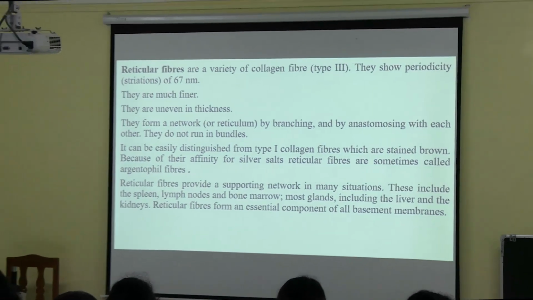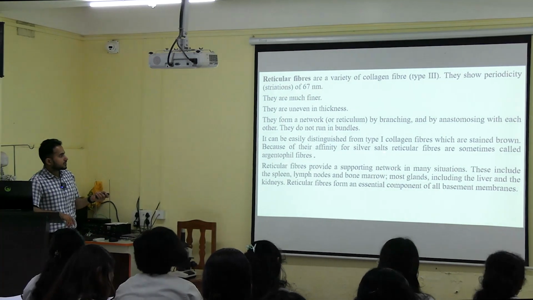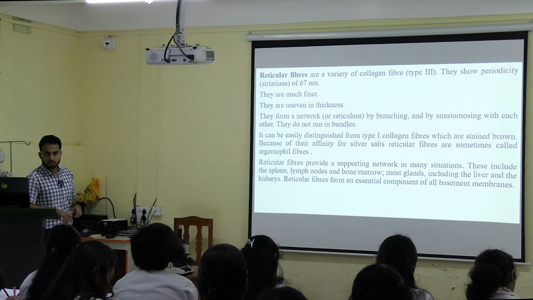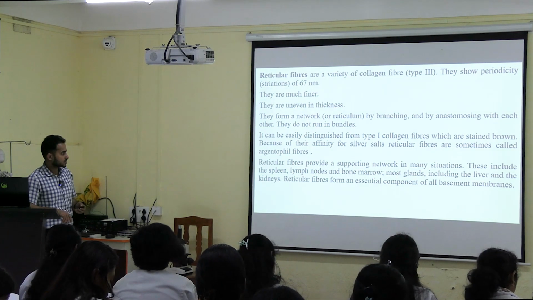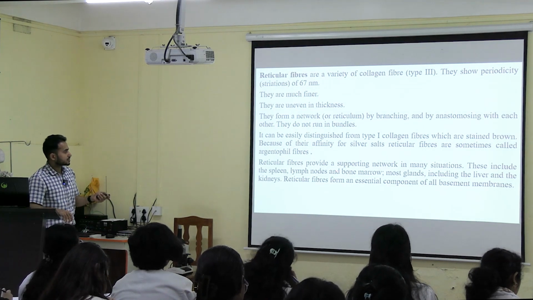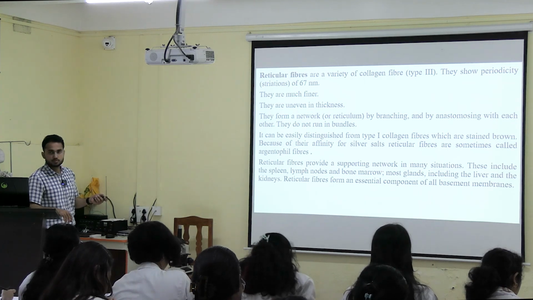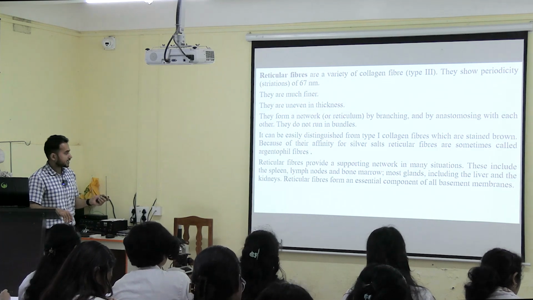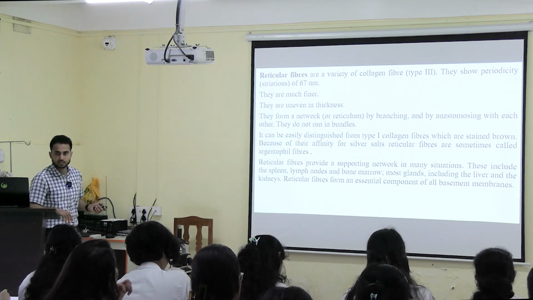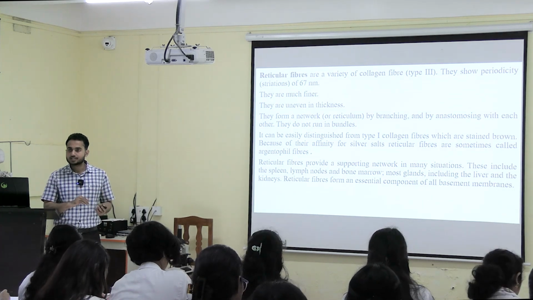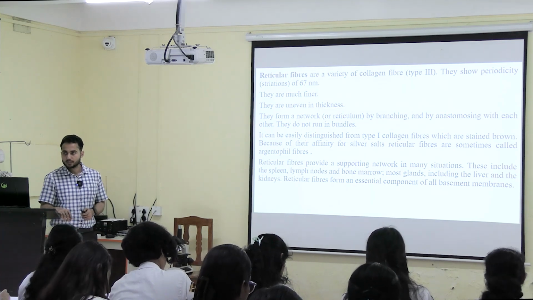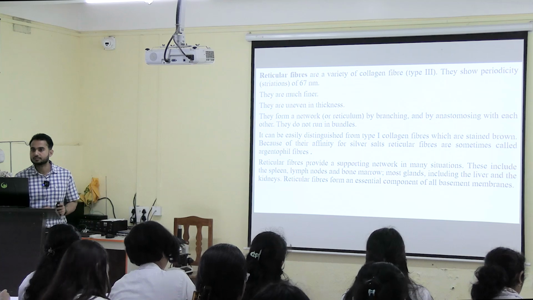See, they have an affinity for silver salts. That's why they are also called argentophil fibers. Now, these reticular fibers provide a supporting network, a supporting framework, in many situations. For example, in the spleen, lymph nodes, bone marrow, most of the glands, liver, kidney, etc. In those organs, the framework is formed by the reticular fibers. These are the areas where reticular fibers are present.